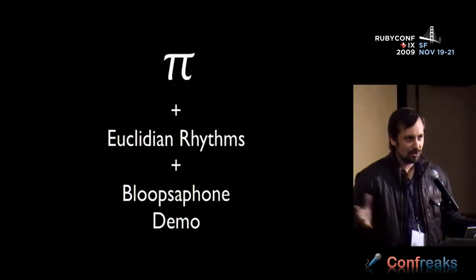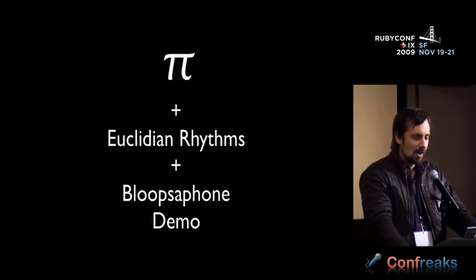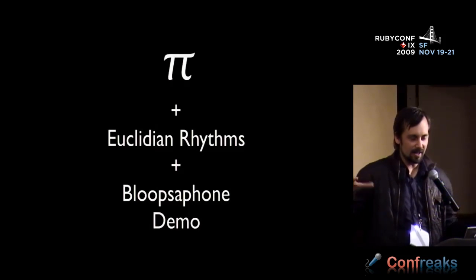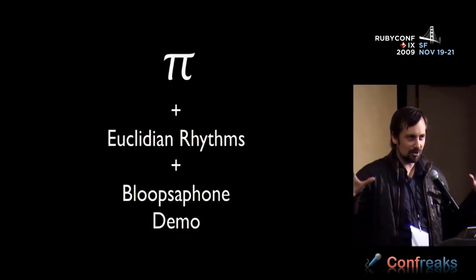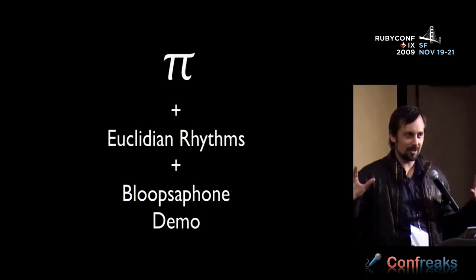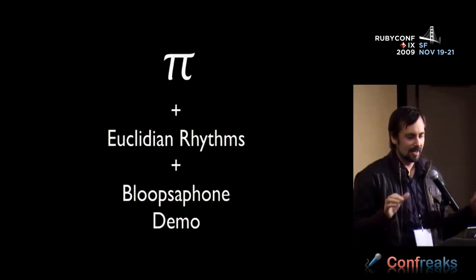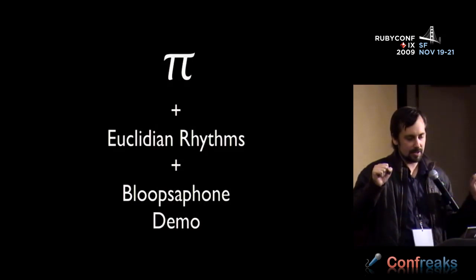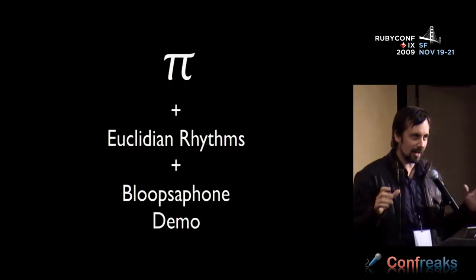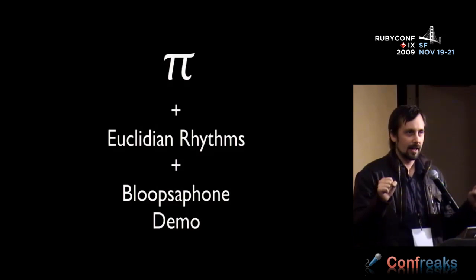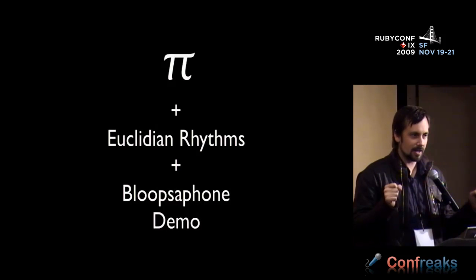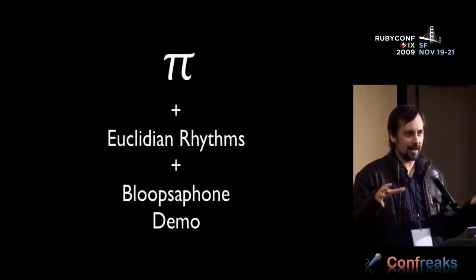So I'm going to do the enhanced pi demonstration where we use pi and quantize it a little bit, and then we use this Euclidean rhythm generator, which, as a side note, you want to check out. It's a Euclidean rhythm generation algorithm that basically evenly distributes a set of drum hits across a given number of beats, and it ends up creating patterns that are sort of clave-like.